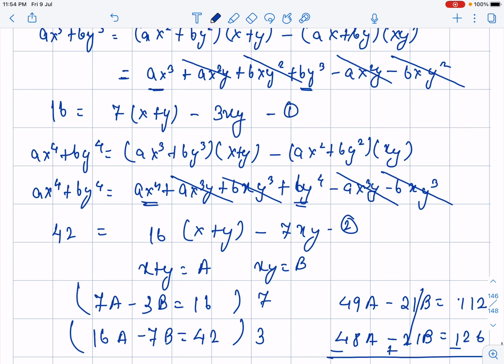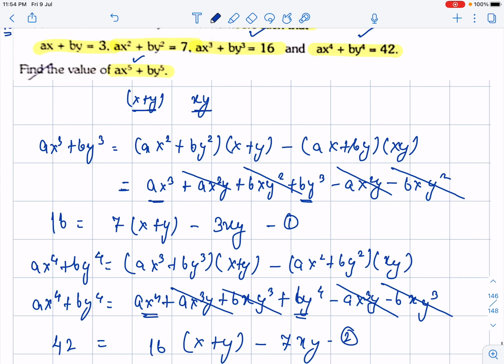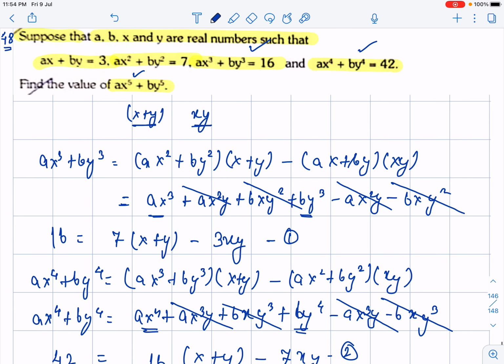Hope you guys would have understood it, would have enjoyed it. Guys, you should keep such type of simplification in your mind, because it may be asked in your exam.